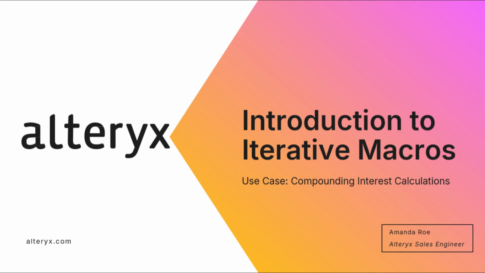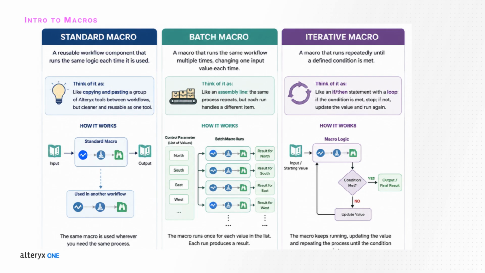In this video, I'm going to walk through how to build an iterative macro in Alteryx using a simple compound interest example. We'll start by looking at what the finished macro does, and then we'll build it step by step from scratch. In this demo, we'll be using an iterative macro to answer a classic financial compound interest question. How long does it take for an investment to reach a target amount?